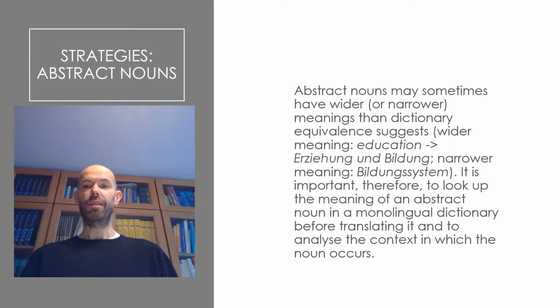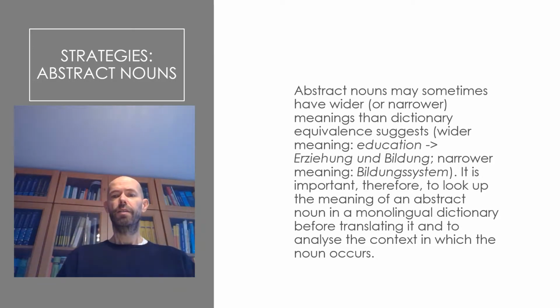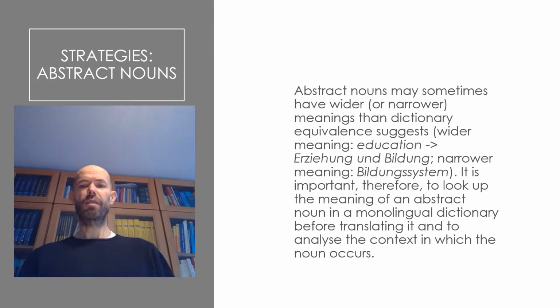Now, as we've seen, abstract nouns may sometimes have wider meanings or narrower meanings than dictionary equivalence suggests. So if you look up education in a standard dictionary, especially a small one, you'll find either Erziehung or Bildung, but in some contexts, the translator may have to resort to the coordination of Erziehung und Bildung in German to render English education. Sometimes the meaning may be slightly narrower. In the context of health and education, we said the best rendition would be Bildungssystem. So it's very important to look up the meaning of an abstract noun in a monolingual dictionary before translating it, and to analyze the context in which it occurs. That's the strategy you need to follow with abstract nouns.